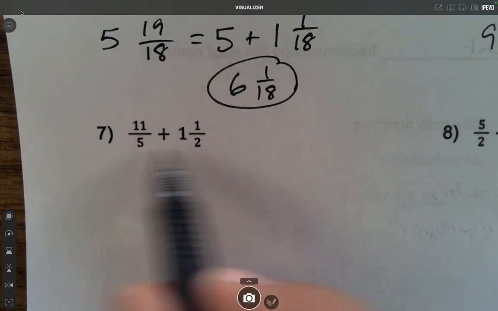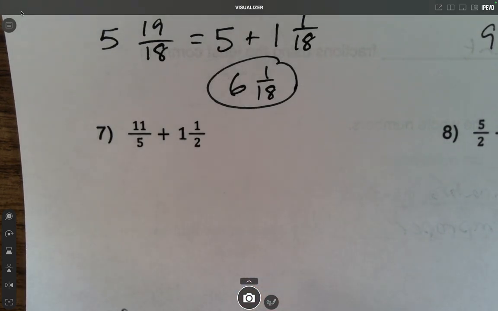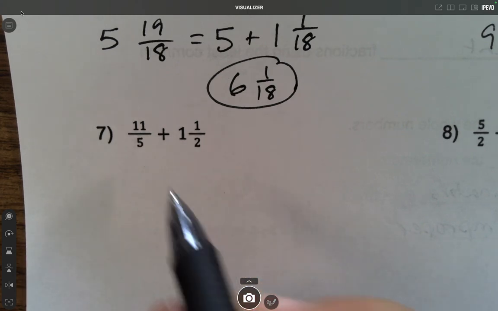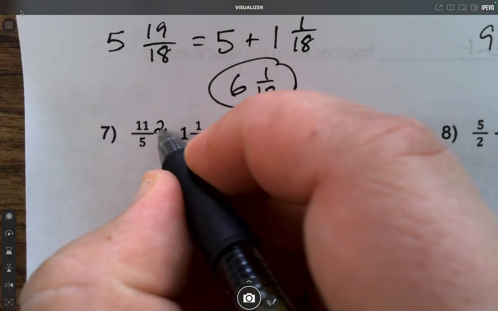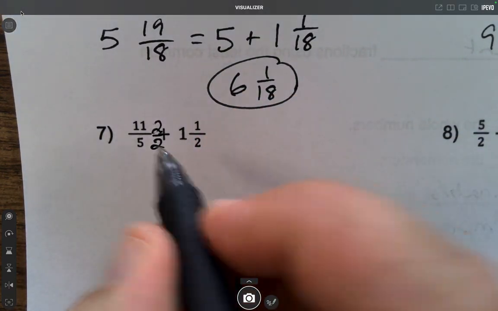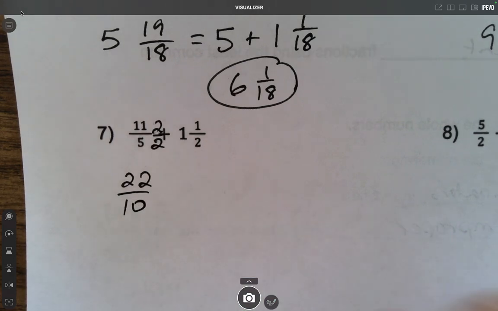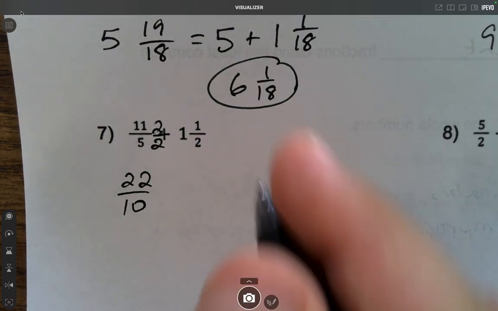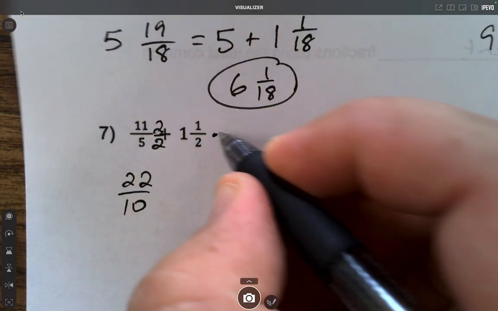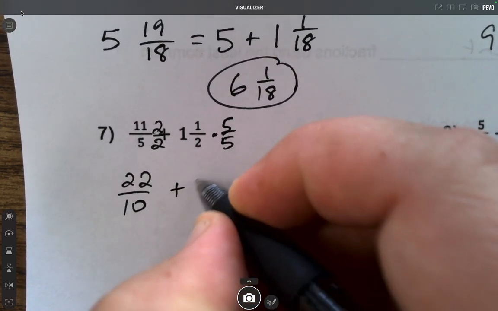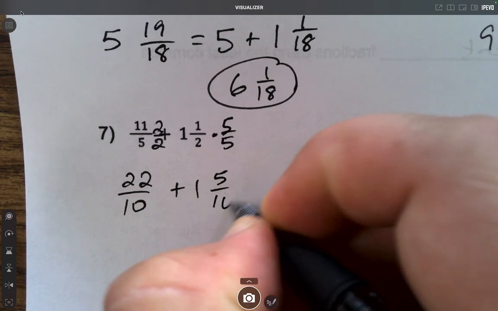So make sure it's horizontally listed, check. Common denominator between 5 and 2, that would be 10. So to change a 5 to a 10, we'd multiply by 2. 11 times 2 is 22. 5 times 2 is 10. To make 2 into 10, we'd multiply by 5. 5 times 1, 2 times 5.